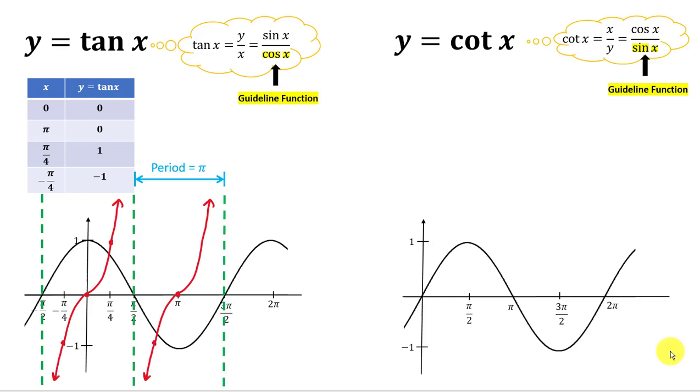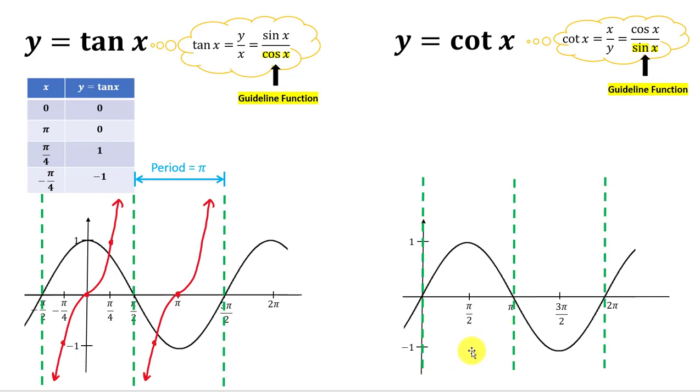Here's its graph. We just said that everywhere the sine function equals 0, and these are points that we call x-intercepts or zero points, here at 0, at pi, at 2 pi, the cotangent function is going to be undefined. Therefore, we're going to place the asymptotes at those values. Next, let's investigate the behavior of the cotangent function in between the asymptotes.